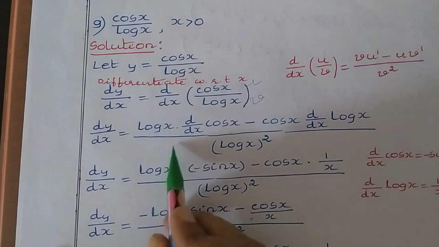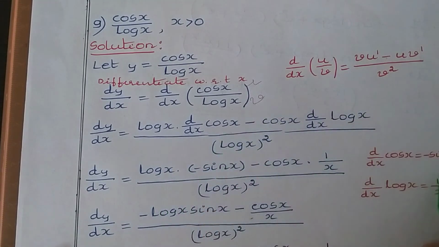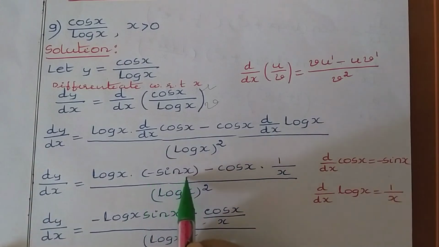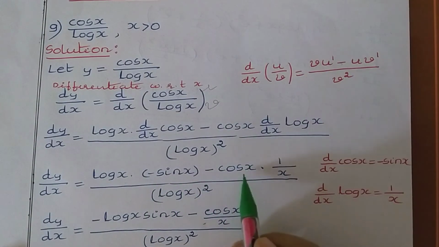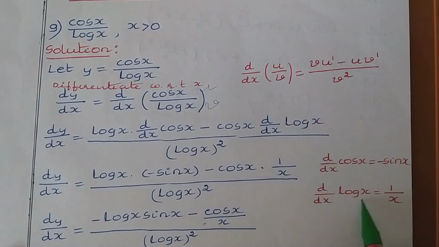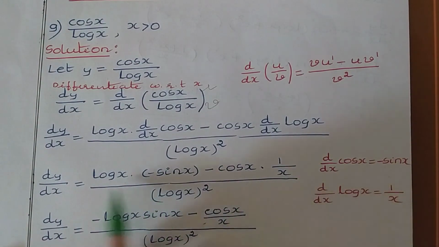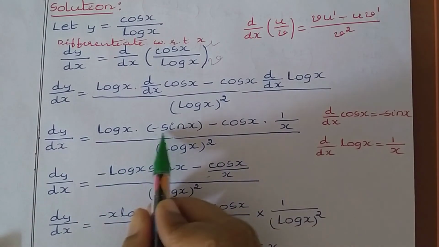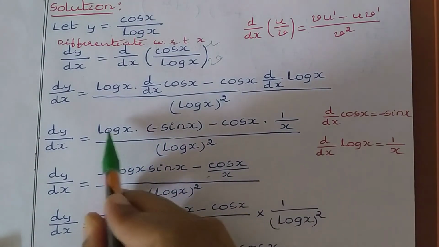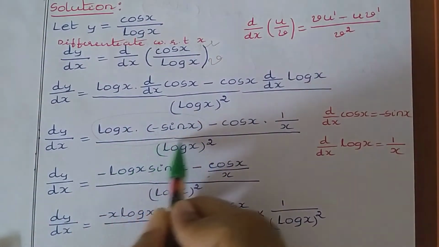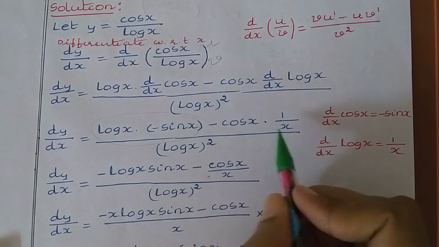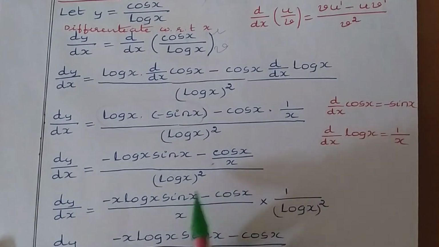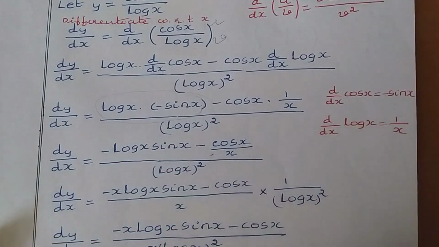Next here we get log x, the derivative of cos x is minus sin x, so minus sin x, minus cos x, the derivative of log x is 1 by x, divided by log x whole square. Then here we have a minus sign, so minus log x sin x, write this together. Then here we have minus cos x divided by x, divided by log x whole square.